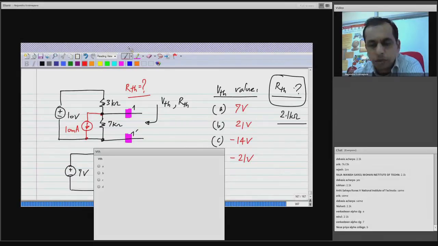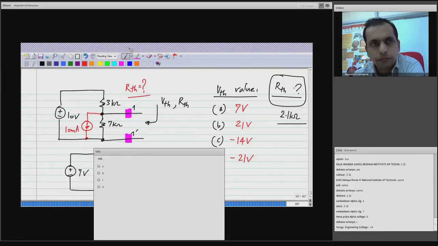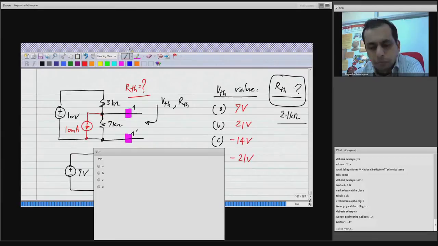So the question is about the VTH value with this new circuit, which has the 10 volt voltage source, 10 milliamp current source and the two resistors. And I've also given some choices. So please do the calculation and let me know what the voltage value VTH is. You can either indicate it on the poll or just give me the value.